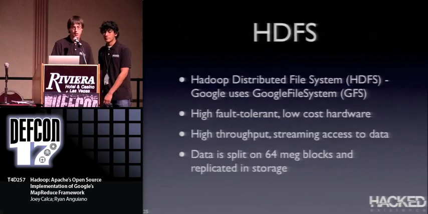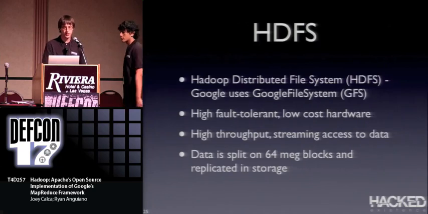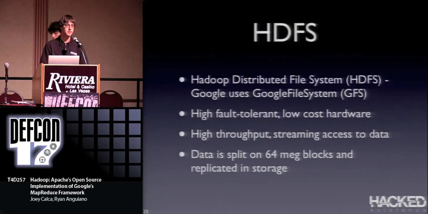All right, so since Hadoop is an implementation of Google's MapReduce framework, everything in Hadoop has a Google equivalent. So Hadoop uses the HDFS, the Hadoop distributed file system, which is the equivalent to Google's file system. It's highly fault tolerant, runs on low-cost hardware. You have a high throughput, streaming access to data, which is really nice for this framework. This one's really important. Data is split on 64 meg blocks and replicated in storage.